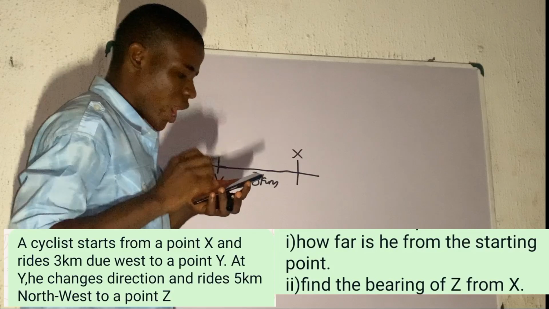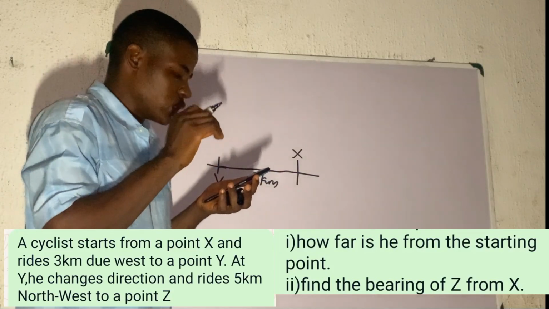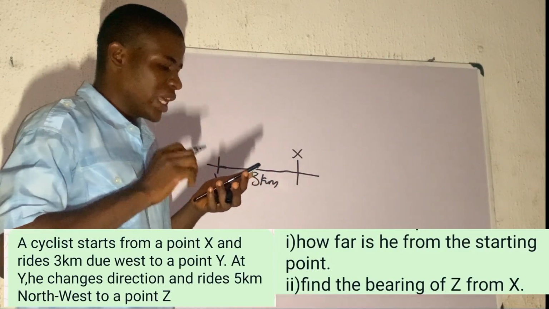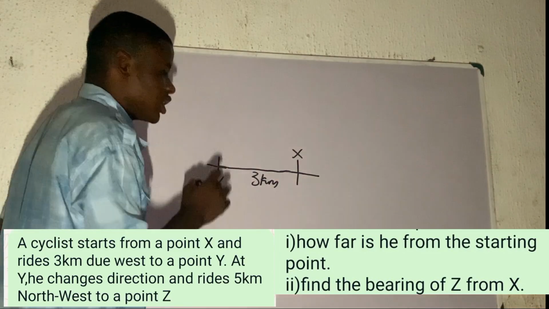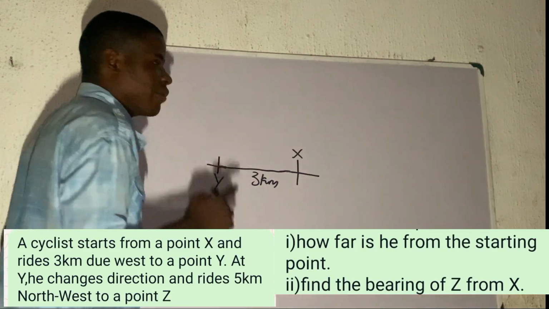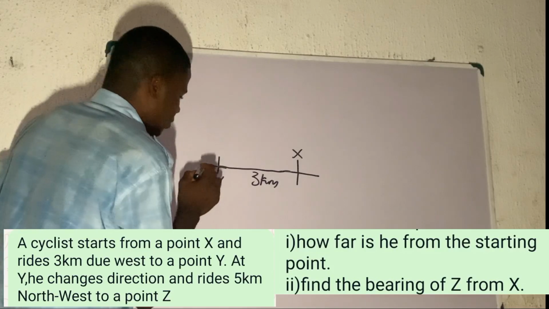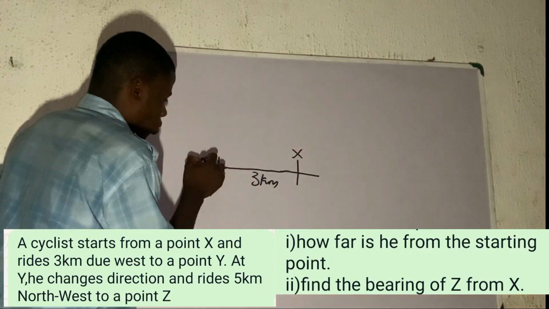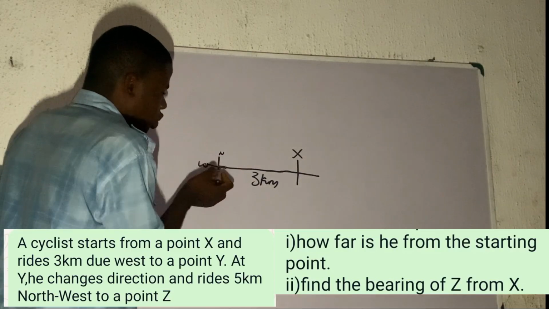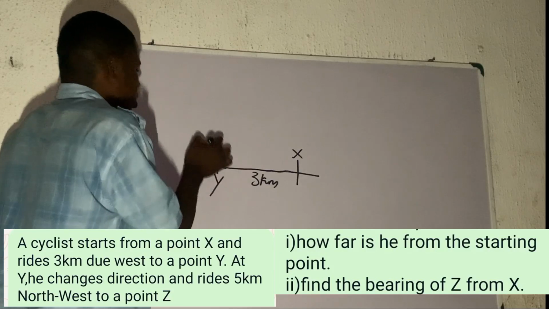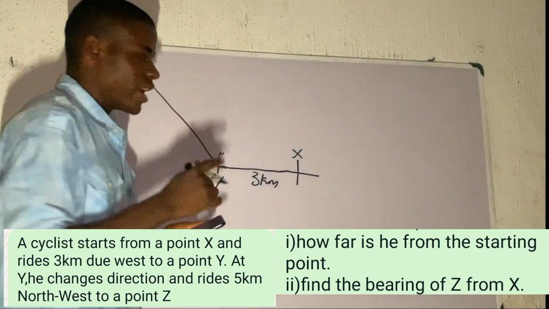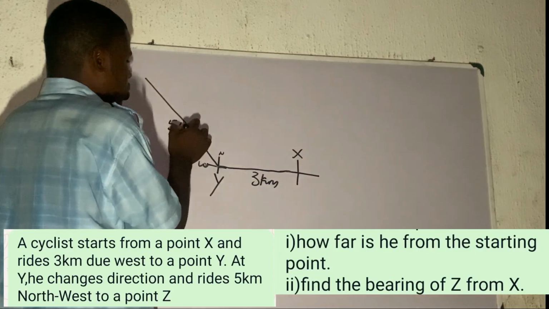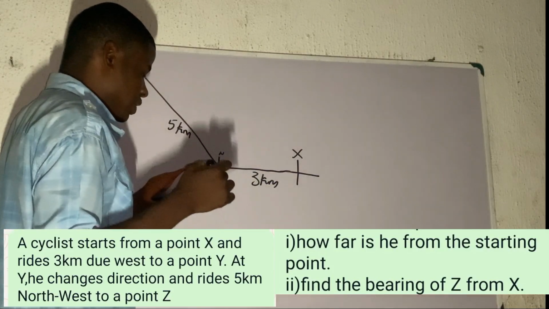At Y, he changes direction and rides 5 kilometers northwest to a point Z. Now, you should know that here is west for Y, here is north. So northwest is this area, this point. At Y, he changes direction and rides 5 kilometers northwest to a point Z.